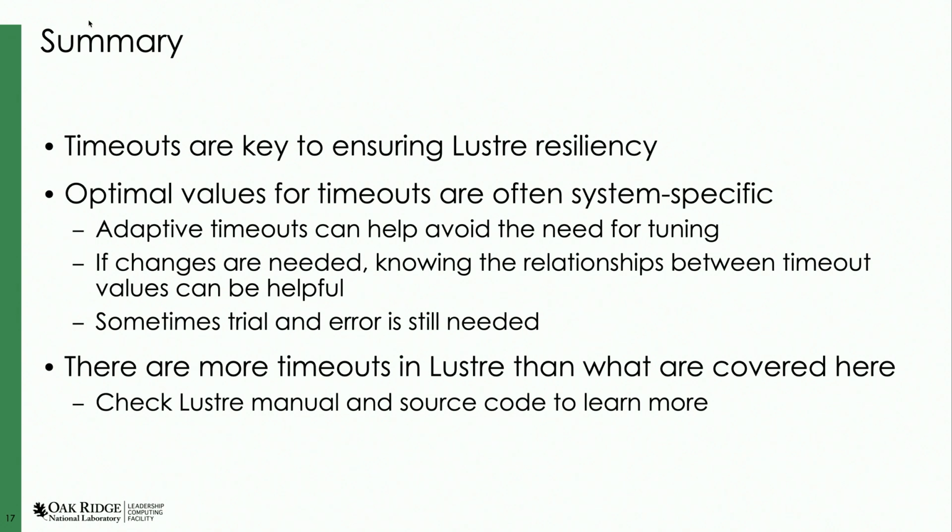So in summary, timeouts are key to ensuring Lustre resiliency. I haven't given optimal values here because it's not something I can really do. They tend to be very system specific. Although if you run adaptive timeouts, which is the default anymore for recent versions of Lustre, you can avoid a lot of need for some of this tuning. But if for some reason you need to set static timeouts, then hopefully knowing some of these relationships between the values can be useful for choosing a value that's appropriate for your system. And oftentimes to pick the right value, it just comes down to trial and error.